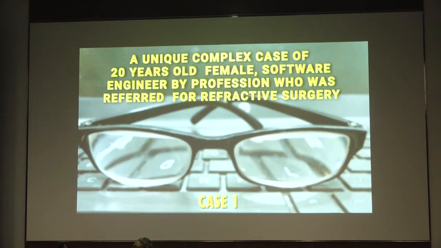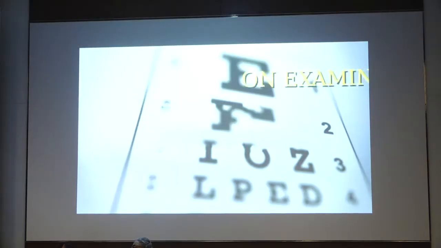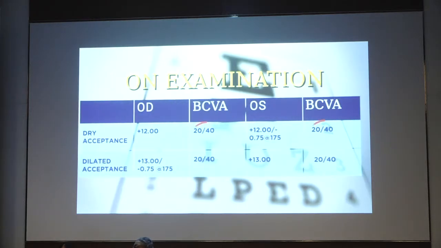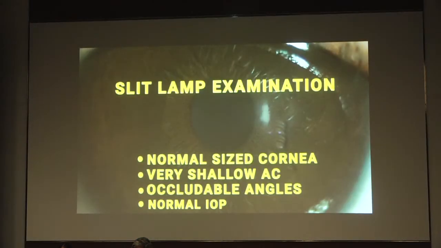Keep it on. With high hyperopia was referred for refractive correction. On examination, her best corrected visual acuity was 20 by 40 part in both eyes with a correction of plus 12 diopters. On slit lamp examination, she had a normal sized cornea in a very shallow anterior chamber, and corneoscopy showed occludable angles with a normal IOP.